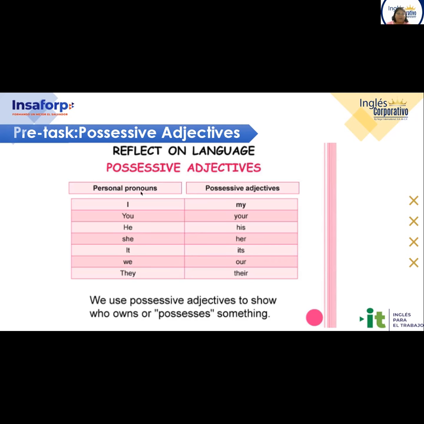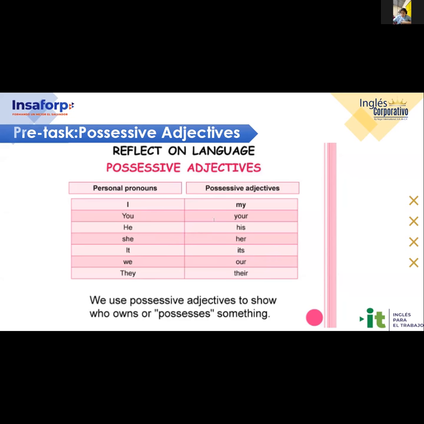So we have the personal pronouns here, and we're going to relate that with the possessive adjectives. Each personal pronoun has a possessive adjective. Cada pronombre personal tiene un adjetivo posesivo. For example, what is the possessive adjective for I? My. How about you? Your. How about he? His. Possessive adjective for she? Her. How about it?